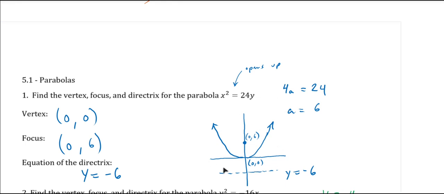From here, we can now sketch a quick picture. We know that the origin is at 0, 0, because there's nothing being taken away or added to the x and the y.